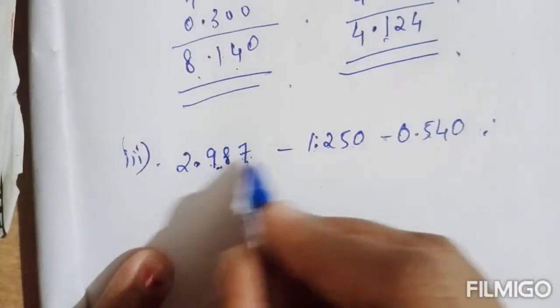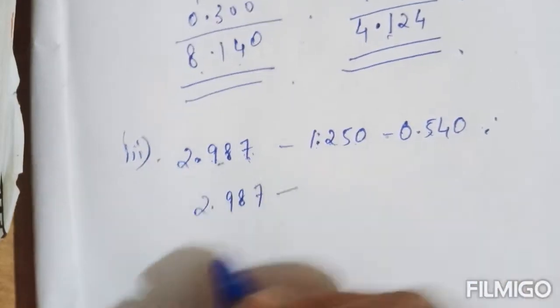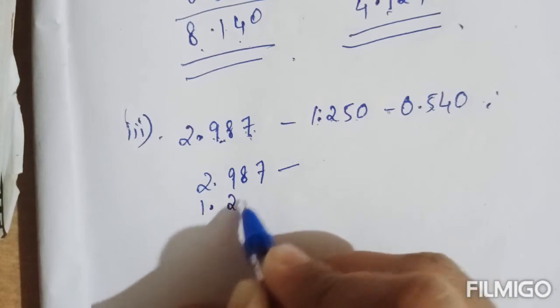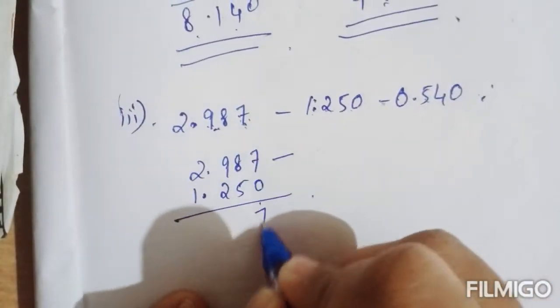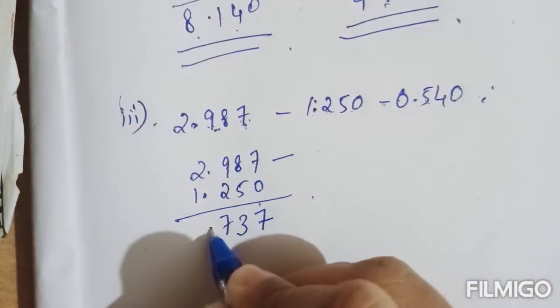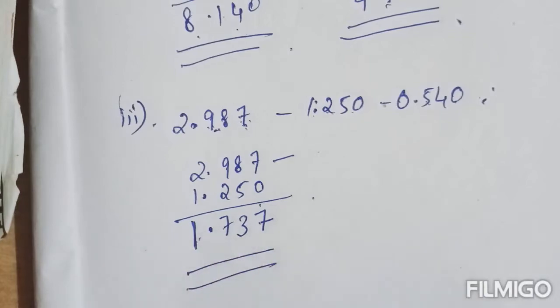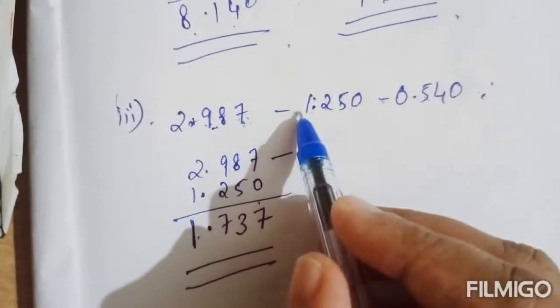Now you can do the subtraction. 2.987 minus 1.250. So 7 minus 0, 7. Here it is 3, here 7, 1. 1.737. Okay, so this you got on subtracting, 1.737.